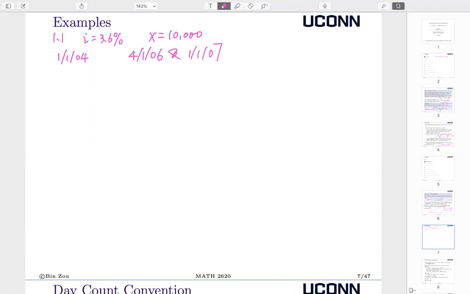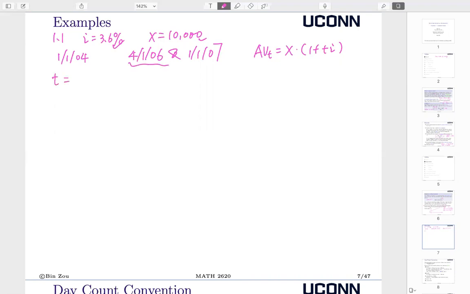Okay, so we already have the formula. Let me write it down. It's X times (1 plus t i). So we know i, we know X. We just need to figure out the corresponding time t for those two dates. So t is the time difference.